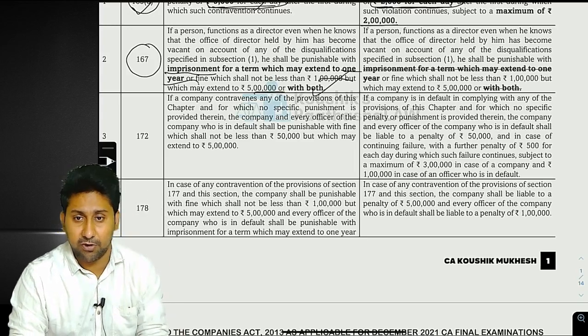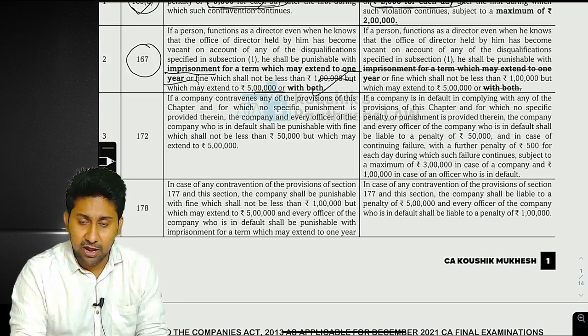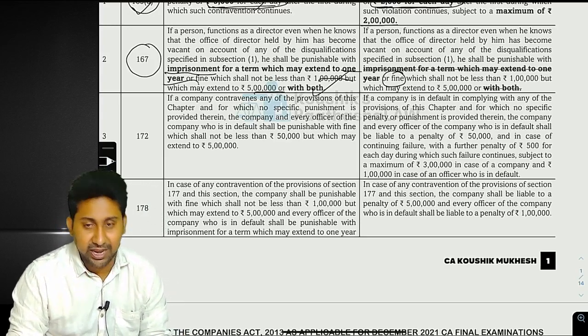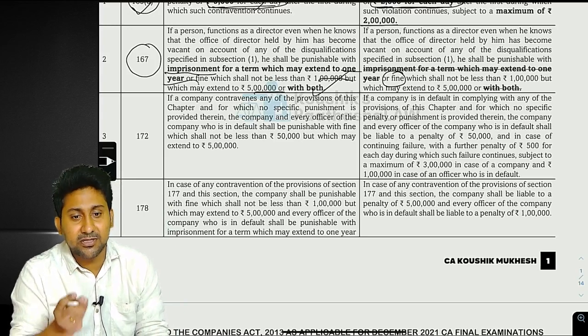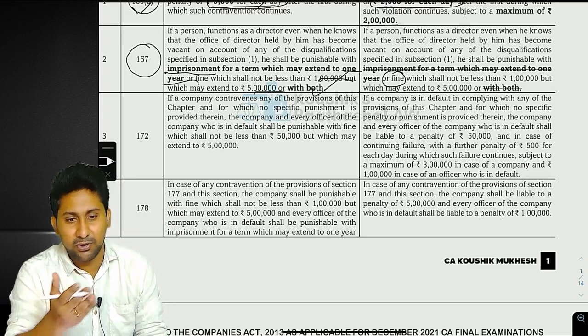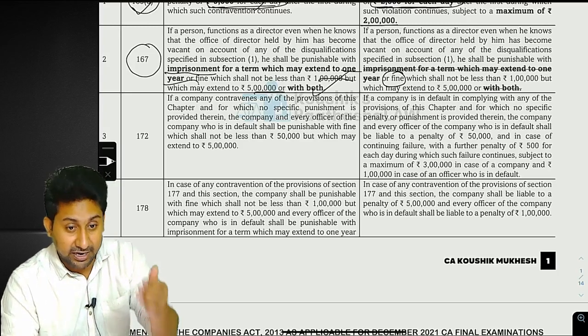That was deleted now. Now what is the only thing? Only a fine is levied. Again they reduced it, just because he is not vacating the office. Okay, then don't imprison him for 1 year.